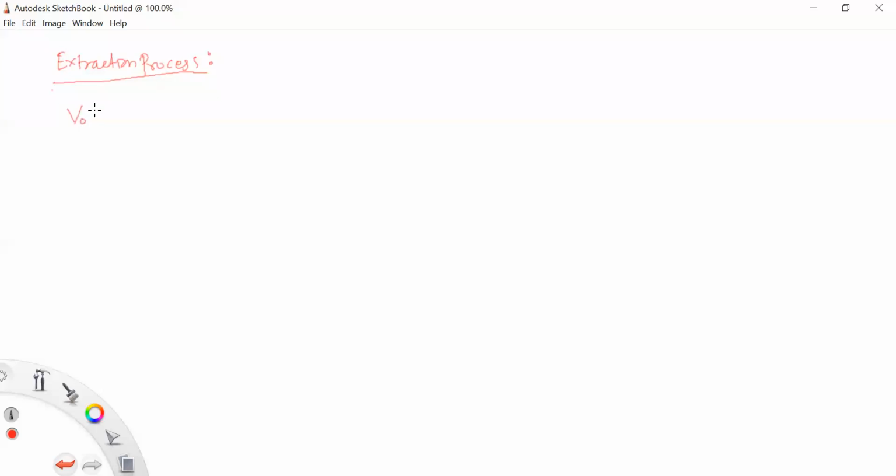This is the solution we have to extract. So this is the original solution, the original volume of the solution which we want to extract. Then W0 can be denoted as the weight of solute originally present in the original volume of solvent. In this process, the amount of solute you added is in this V0 volume; this much weight of solute is present.